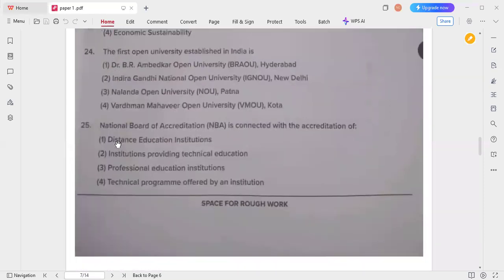So next question, 24th. The first open university established in India. Very easy, that is Dr. B.R. Ambedkar Open University, Hyderabad. Option 1 is the correct answer. Next one, 25th. National Board of Accreditation, that is NBA, is connected with the accreditation of. This will be connected with the technical programs offered by an institution. So option 4 is the correct answer.